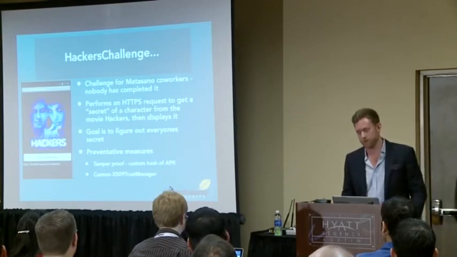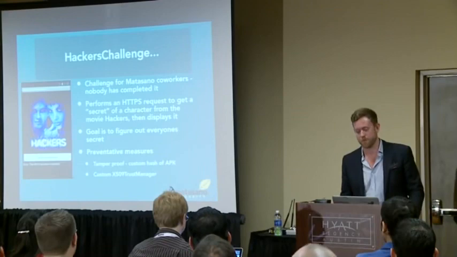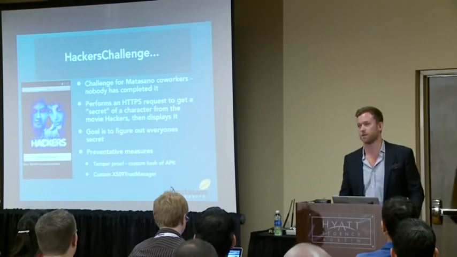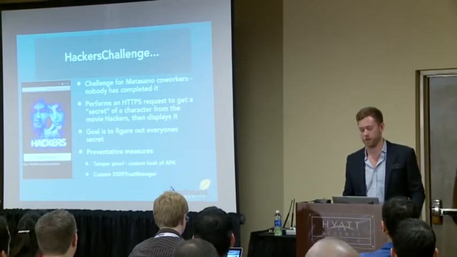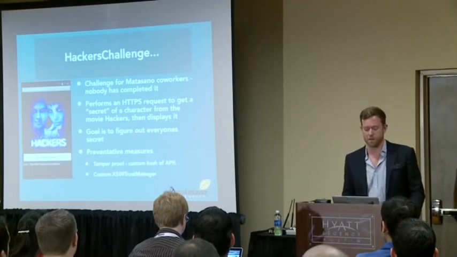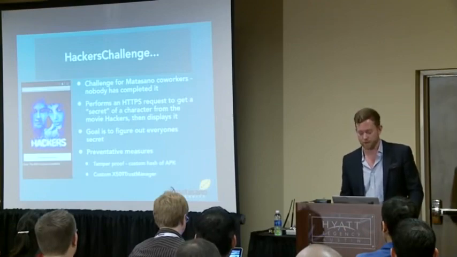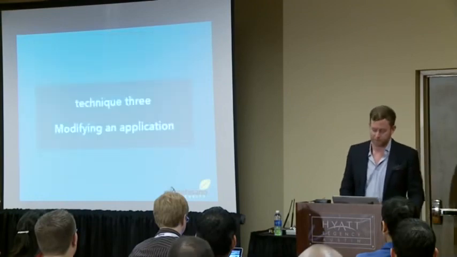It's got two preventative measures. One is the custom hash of itself, like I was talking about before, so it kind of authenticates itself prior to communicating with the endpoint, or while communicating with the endpoint. And as you can see on the left, the error message comes up if you try to use a modified version. It'll say you modified it, we're not going to tell you anything. And it has a custom X509 trust manager in it as well.